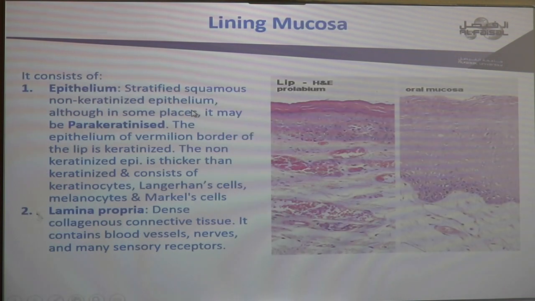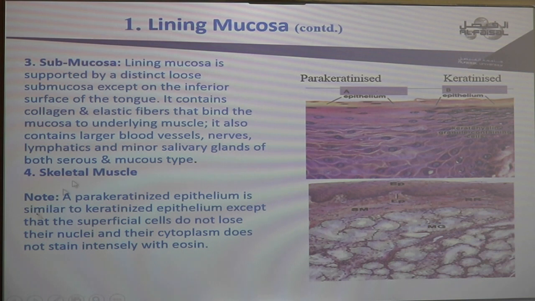Now, epithelium is stratified squamous non-keratinized. In some areas it can be parakeratinized, or if it is a masticatory mucosa, it will be. Thank you very much. What is the second tissue layer? It is called what? Lamina propria. Lamina propria is the name given to the second connective tissue layer. Full stop. This is oral mucosa. Now, look at this. What is this number 3?